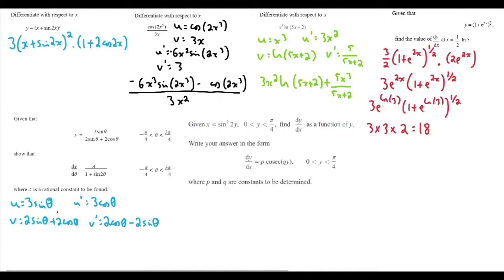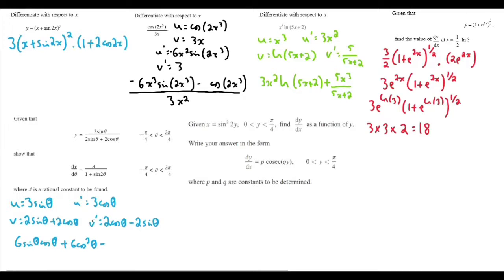Putting these together into the quotient rule formula, you're going to have your u dash times v, so that's going to be 6 sine theta cos theta plus 6 cos squared theta.